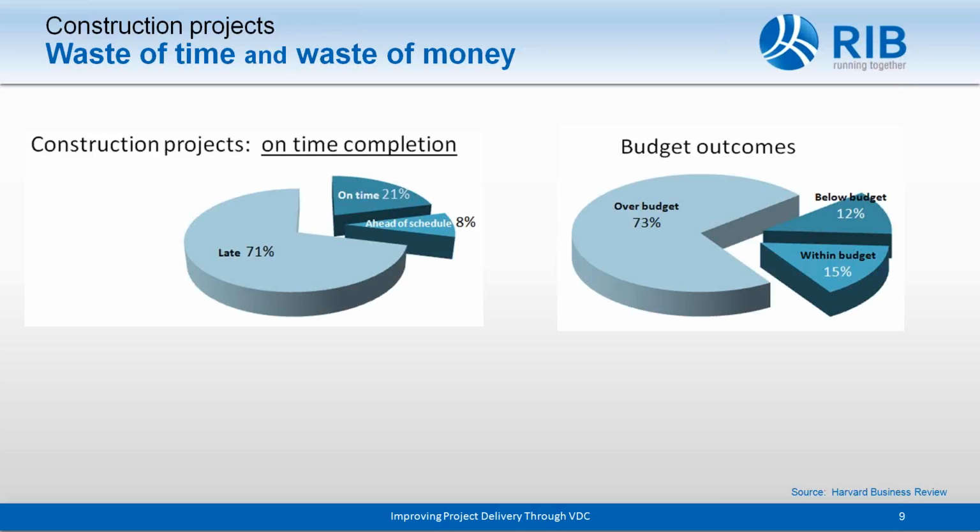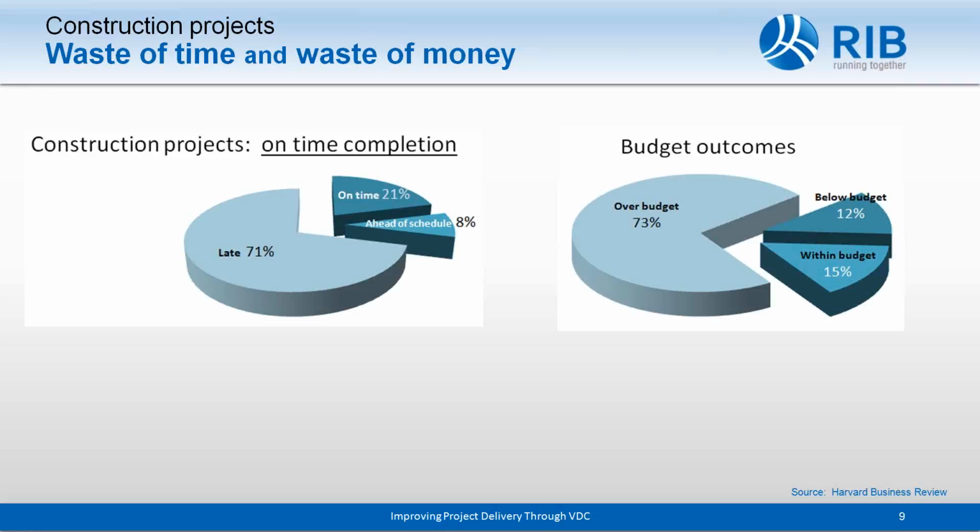Again, here's some information from the Harvard Business Review. In construction, this is all construction here, in the studies done on a series of construction projects, 71% of them were late, 21% were on time, and only 8% finished ahead of schedule. Again, why is this? Why are there such problems?